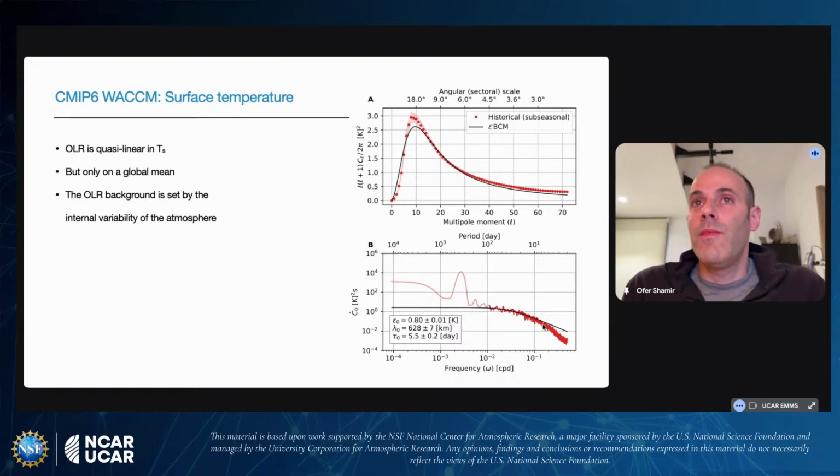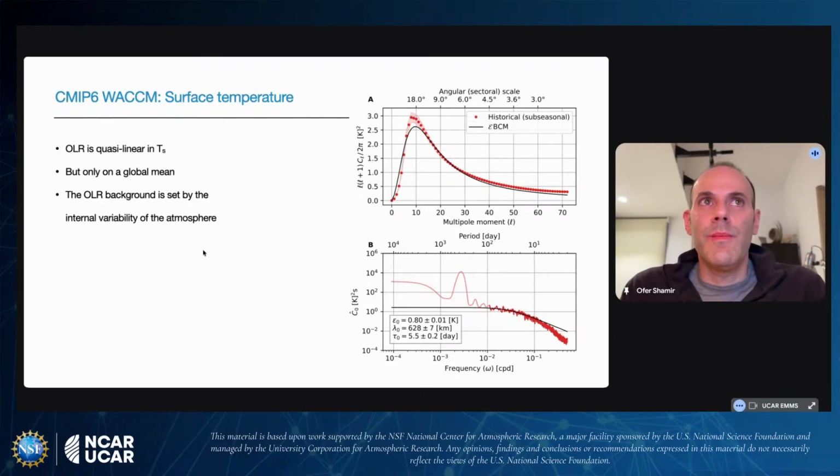For example, the slope here would imply a completely different dependence on the frequency and is not something that can be fixed by tuning the parameters. And that's not surprising because the quasi-linear relationship between the OLR and surface temperature is in terms of the global means, but it doesn't hold in terms of the spatiotemporal variability.